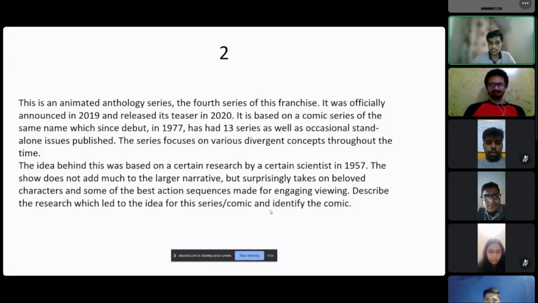The idea behind it is that a certain research by a certain scientist was conducted in 1957. The show does not add much to the larger narrative, but it surprisingly takes beloved characters, and some of the best sequences make for engaging viewing. Describe the research which led to the idea for this series and identify the comic. Now the question was long, and it was visible, so I am closing the pounce in 10 seconds now.